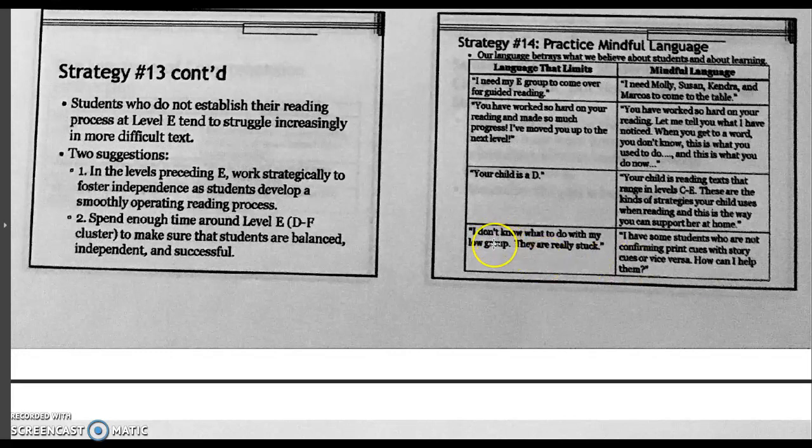And instead of calling a group a low group, like there is no such thing as a low group. They're just kiddos who are either struggling with confirming print cues, or maybe they're too story dependent right now. Thinking about that, thinking about their process, instead of thinking about the level that they're at, can be much more useful language.